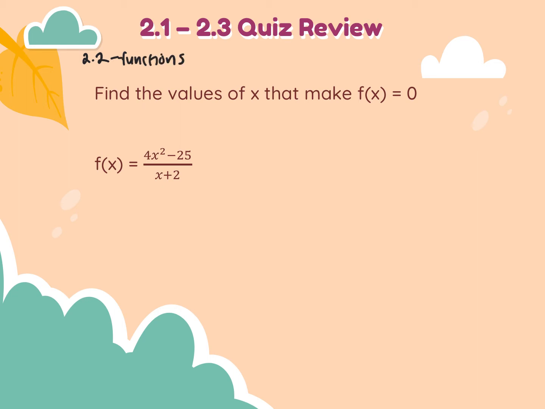And in functions, you had stuff like this. What value of x makes f of x equal 0? So how do I do this? Do I plug 0 in to the x? No. If the number's inside the parentheses, you plug it in. If it's equal to it, I literally change this to 0 equals 4x squared minus 25 over x plus 2. And then I'm going to solve for x.